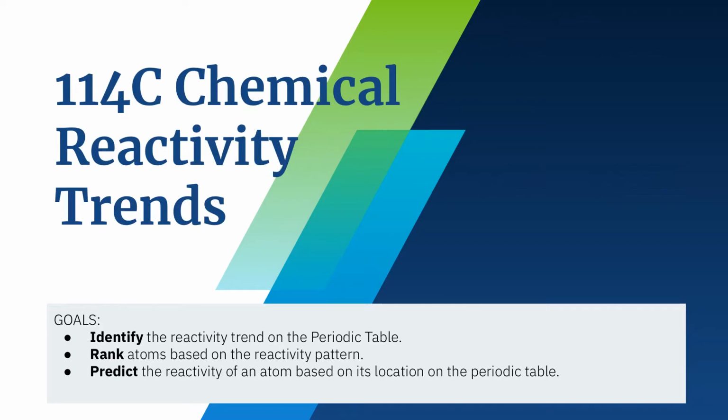Hi everyone, it's Mrs. Summer here to discuss Lesson 114, Chemical Reactivity Trends. The goals of this lesson are to identify the reactivity trends on the periodic table, rank atoms based on the reactivity pattern, and predict the reactivity of an atom based on its location on the periodic table.